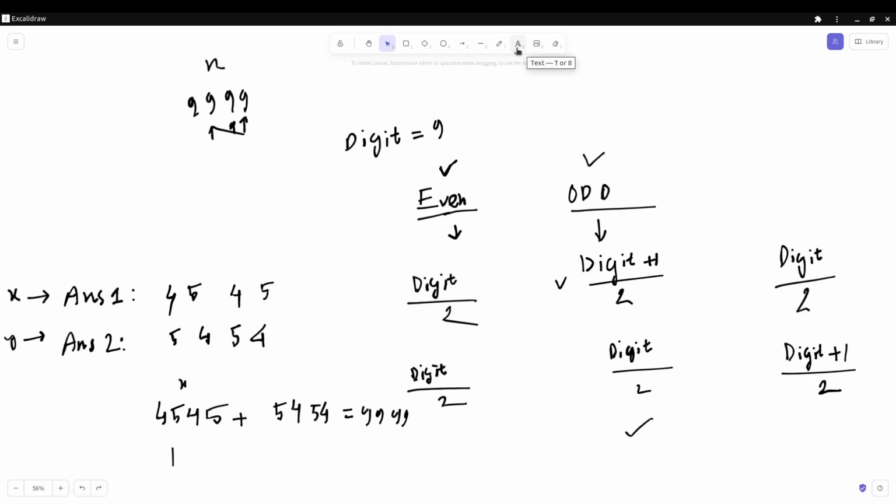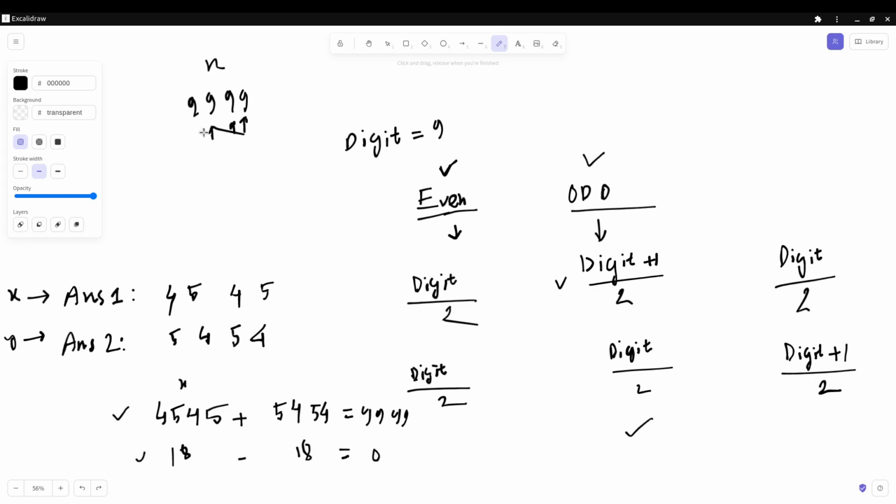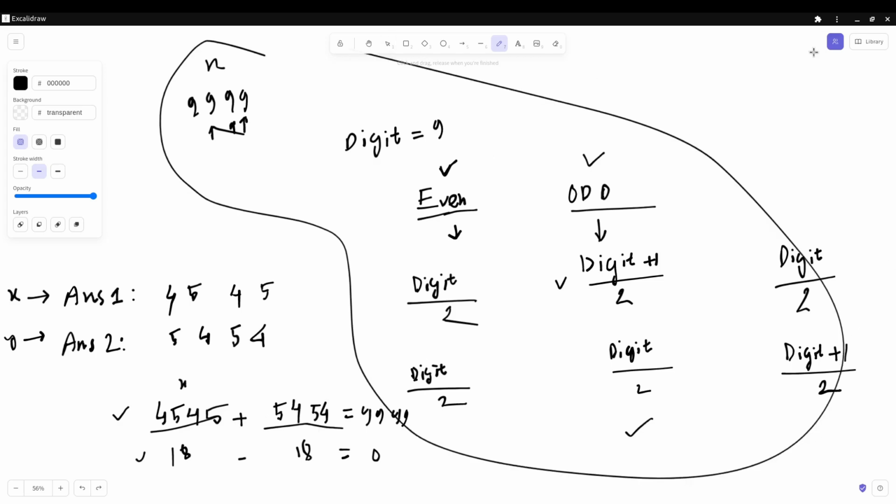The sum of digits of x is 18 and the sum of digits of y is 18, so the difference between them is 0. So this satisfies the two conditions. That's why the answer is these two, x and y. So we solve this problem this way; now for the coding part.